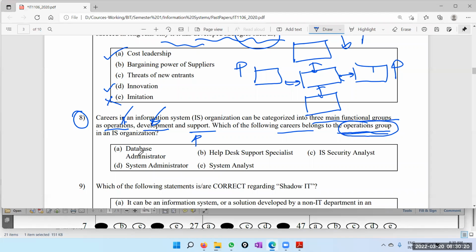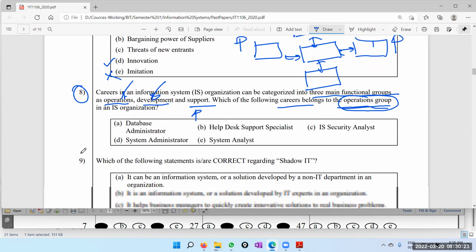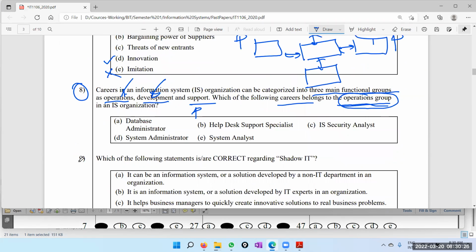Okay, database administrator. Now this question is really fuzzy. Actually the answers are really fuzzy. Right? So what they ask is the operations group. Okay, operations, that is helping operate and run the systems. Database administrator. So are they support or operations? Definitely not development. Right? Are they doing operations or support? For me, database administrators are doing support. They are not doing operations, business operations. Okay. So therefore, I will not take it. But I think the examiner has taken this as the answer.